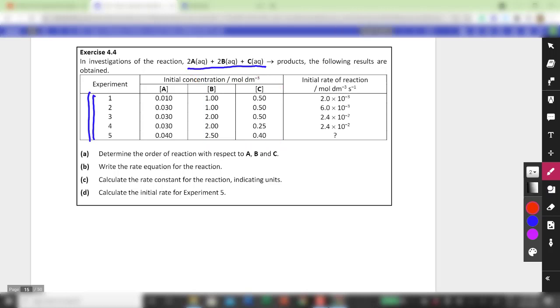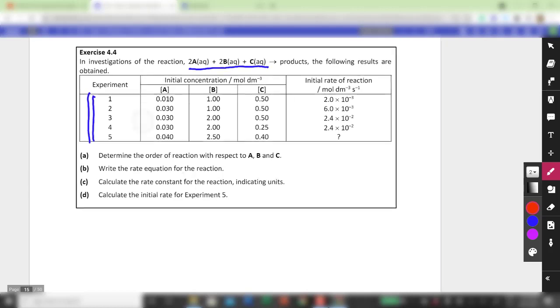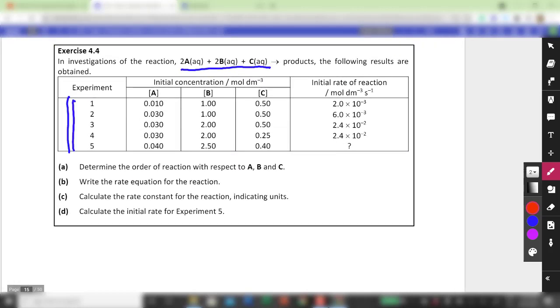Okay, so actually getting the order of reaction is really not difficult if you are given such a table. So I'm just going to quickly explain how we can go about getting the answer. Okay, so there are two methods that you can use to get the answer. The first method is known as inspection. Okay, inspection basically goes like this. So I'm going to use green. Okay, so it goes like this.